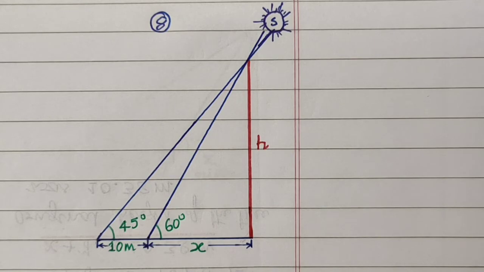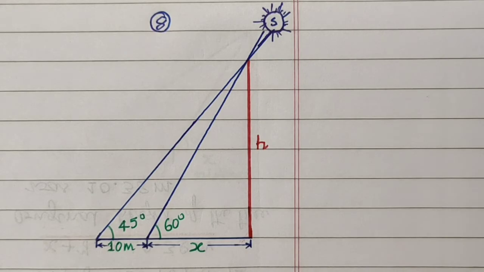The shadow of a tower, when the angle of elevation of the sun is 45 degrees, is found to be 10 meters longer than when it was 60 degrees. Find the height of the tower. So in this problem, drawing a diagram is more important than solving. Once you draw the diagram properly, then solving will become easy.